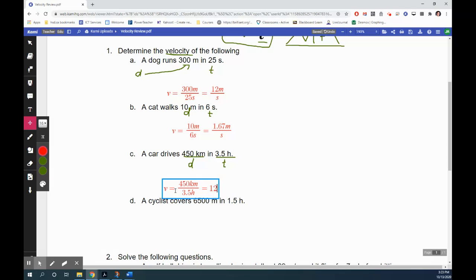We get 128.57, which is 0.6. But what units are we going to use? We're going to use kilometers per hour. So kilometers per hour, because that's what we used here. So that was kilometers and hours.